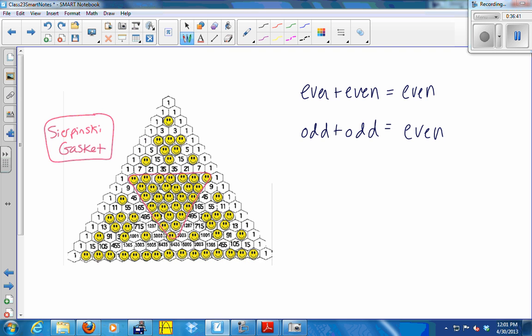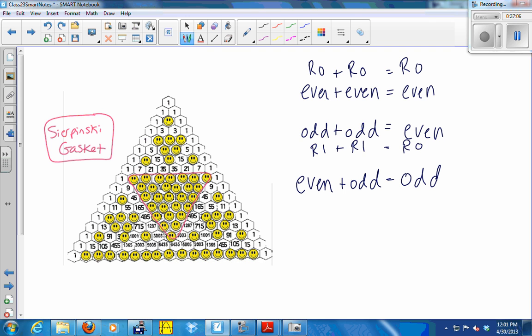And the only way you can get a non-smiley face, the only way to get an odd, is if you add an even plus an odd. Remainder 0 plus remainder 1, still remainder 1. So the structure has to do with the remainders.